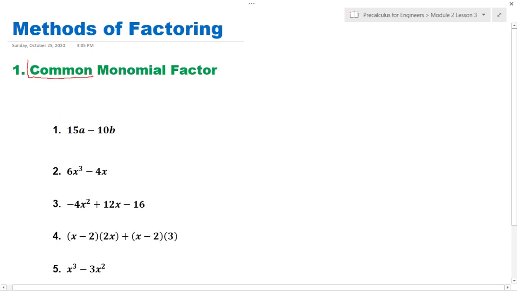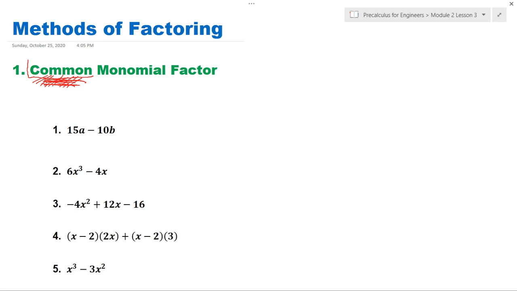Ganito yon, the common monomial factor. Let's say we have a binomial 5a minus 10b. This is the first method. So para hindi kayo mataranta, please class, common muna yung dapat mong i-factor out. Common, common. Again, common, common, common. Para hindi kayo maratol during taking an exam. So, common muna. And in doing a common monomial factor, ganito gagawin mo.